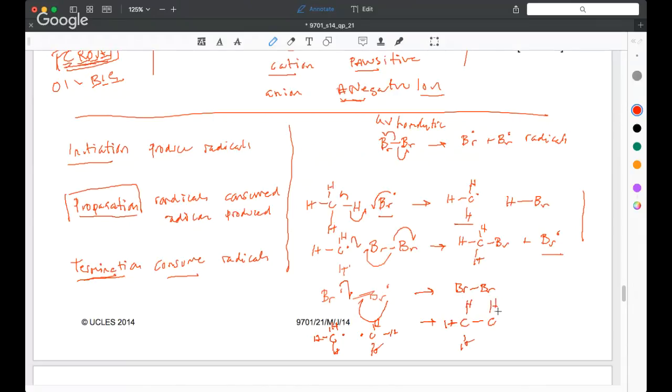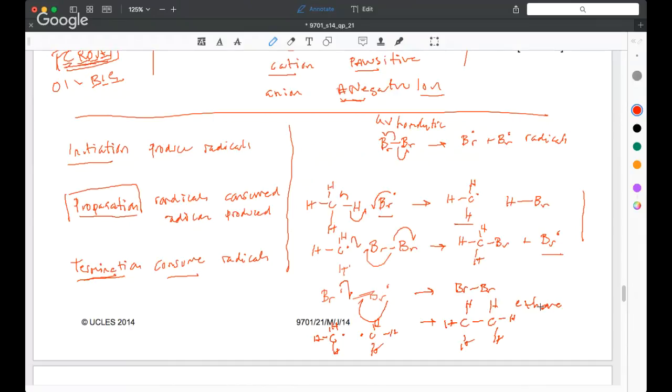And you've ended up with a termination because there's no free radicals left, the free radicals have been consumed, and you've ended up with a two carbon molecule here. You've ended up with ethane. There's lots of different possibilities in which the reaction could end, the reaction could terminate.